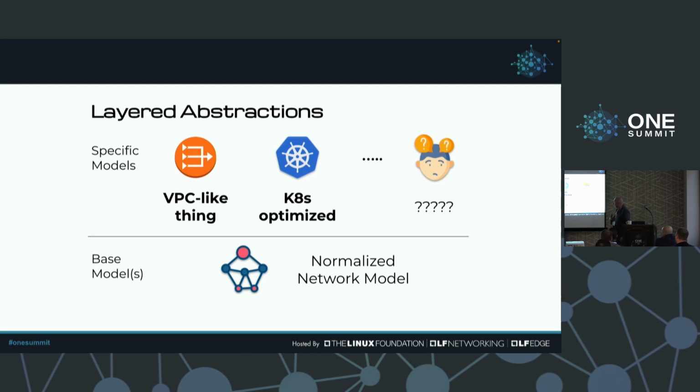Abstractions could and should be layered. For example, the VPC-like thing can sit on top of the normalized network model, which is a base model that describes the network in its original form without the abstraction. And then at a controller level, you do the translation between the two models. And then the normalized network model is what's being deployed at the boxes.